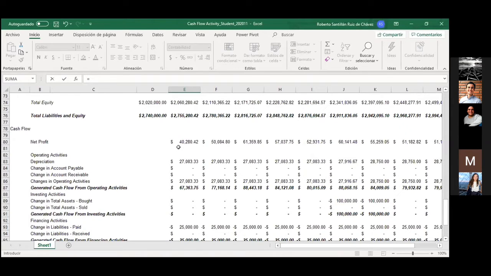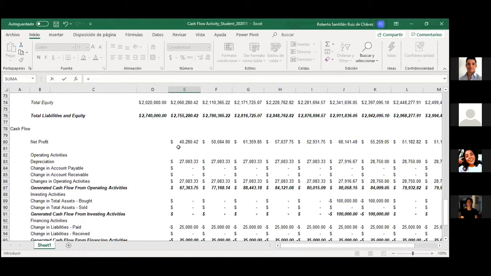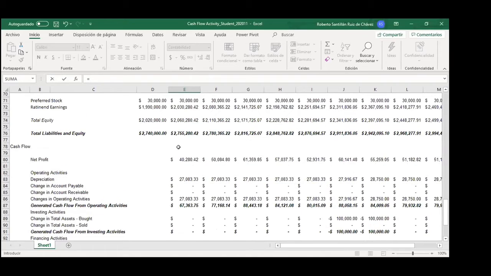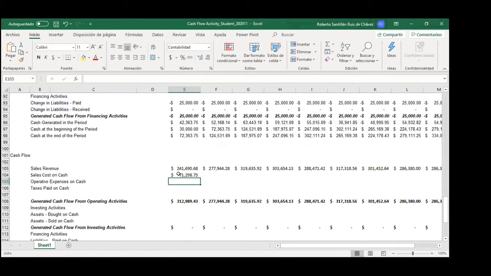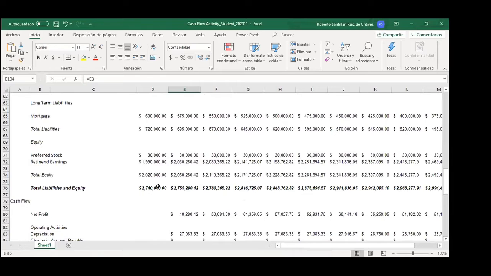Someone wants to help us? Nayeli, Maria, Majo, Valeria, Ana Teresa, Andrea, Andres. I said from the income statement. From the income statement, you are absolutely correct. And he already did it. Okay, perfect. I think I have a lag in my computer.